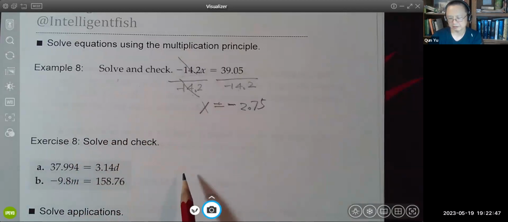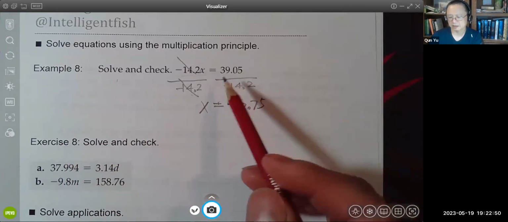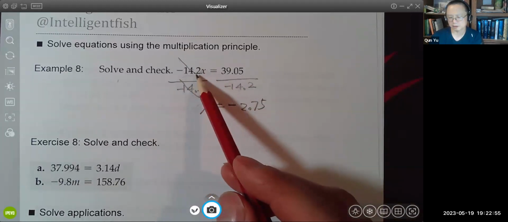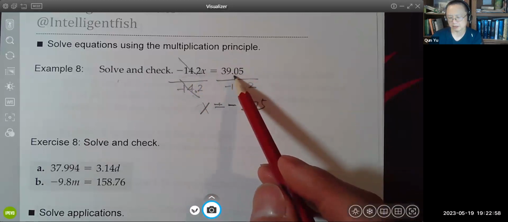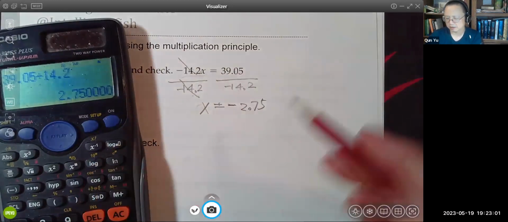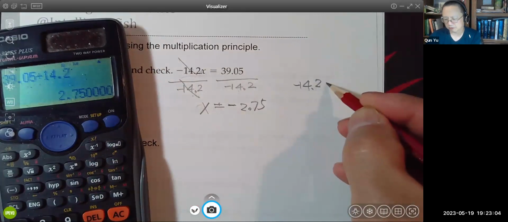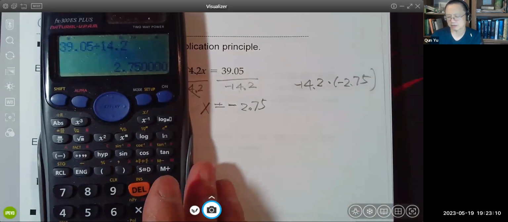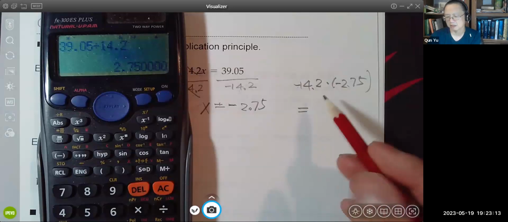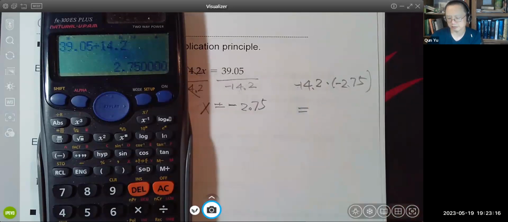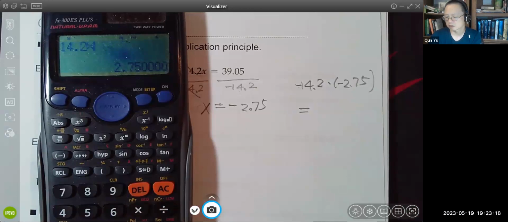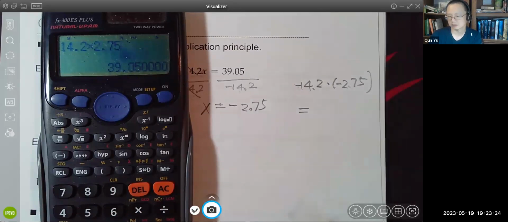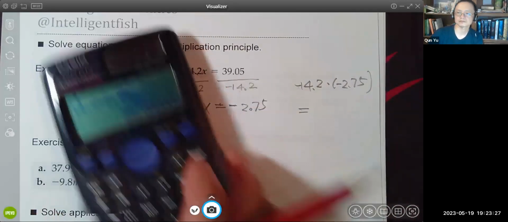Solve and check. Let's check it this time to see if it's correct. If we have the right answer, then we plug it back in here. Negative 14.2 times this number should equal 39.05. So let's do that. Negative 14.2 times negative 2.75. We don't need to enter the negative signs in the calculator. We already know negative times negative is positive. So let's just multiply the two numbers together. 14.2 times 2.75 equals 39.05, certainly that is correct.